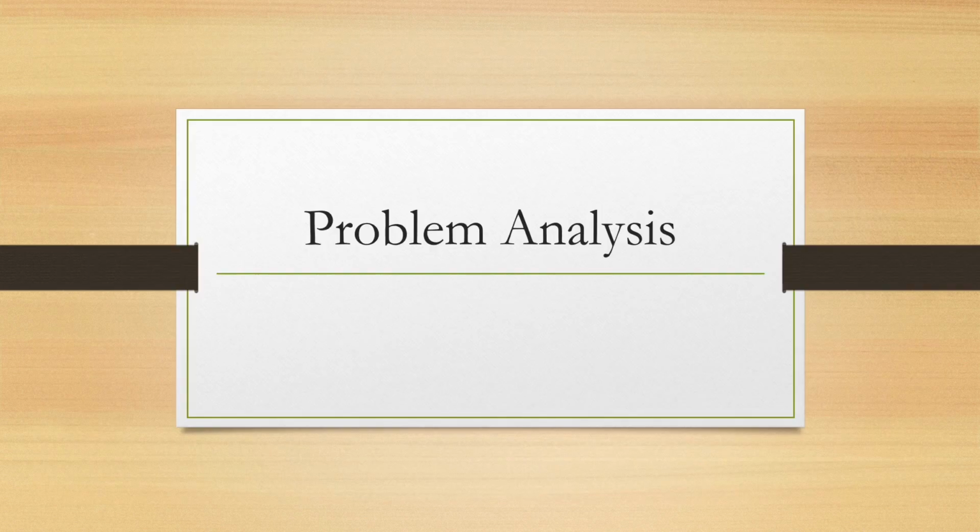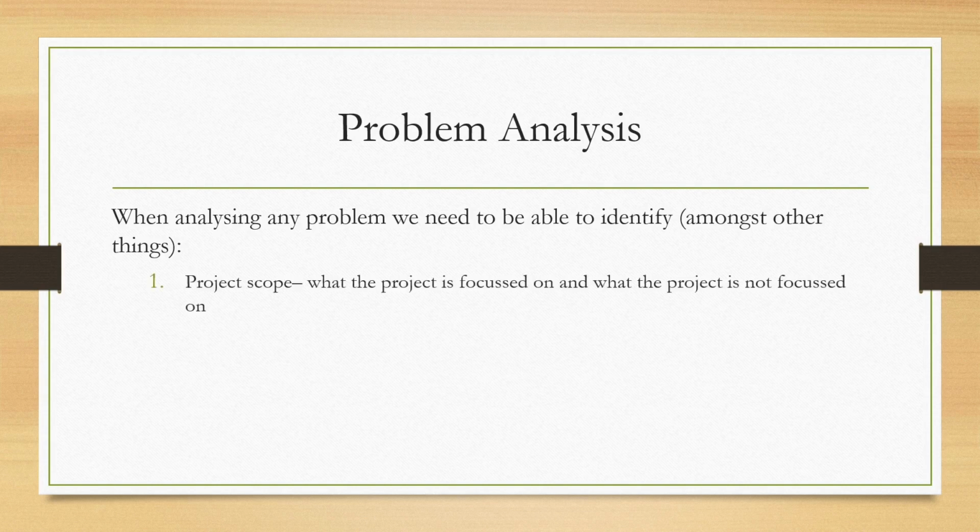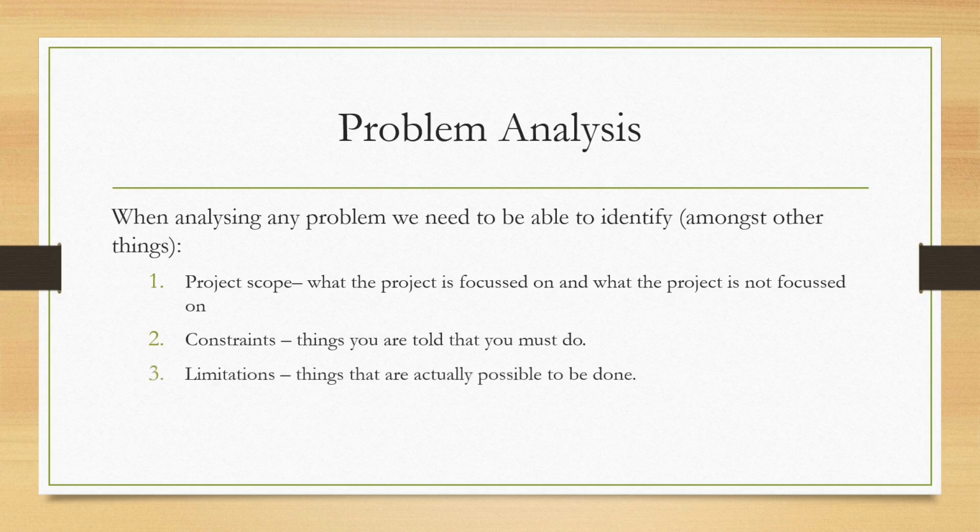So today we're beginning some problem analysis. And when we analyze a problem, we need to be able to identify, amongst other things, the project scope, so what the project is focused on and what the project is also not focused on. The constraints, so these are the things that we are told that we must do. So generally these will come out of the assignment that you are given. And the limitations, which are the things that are actually possible to be done in the first place.